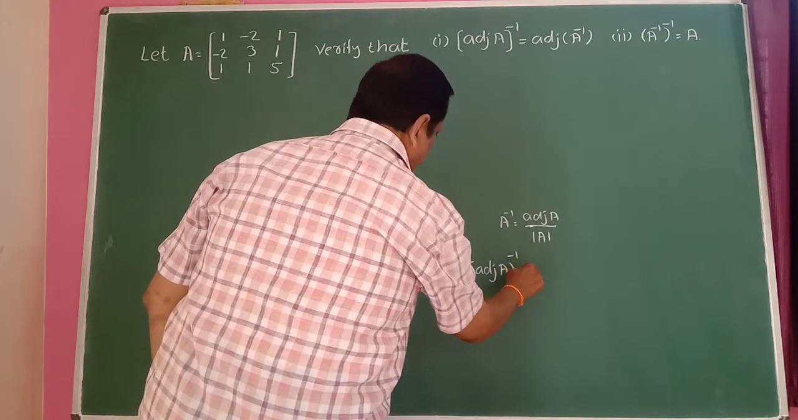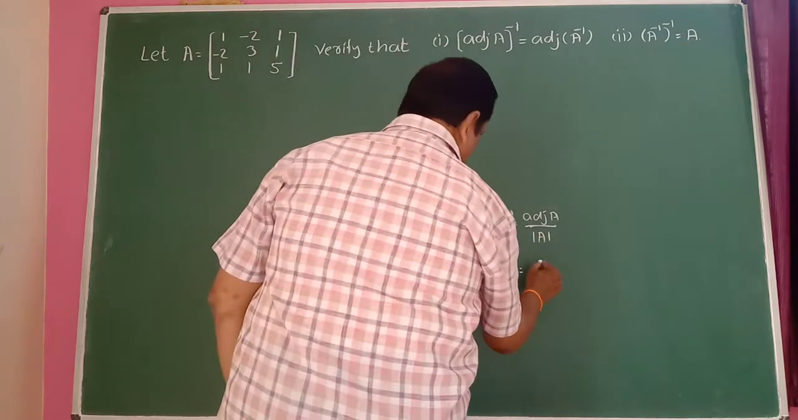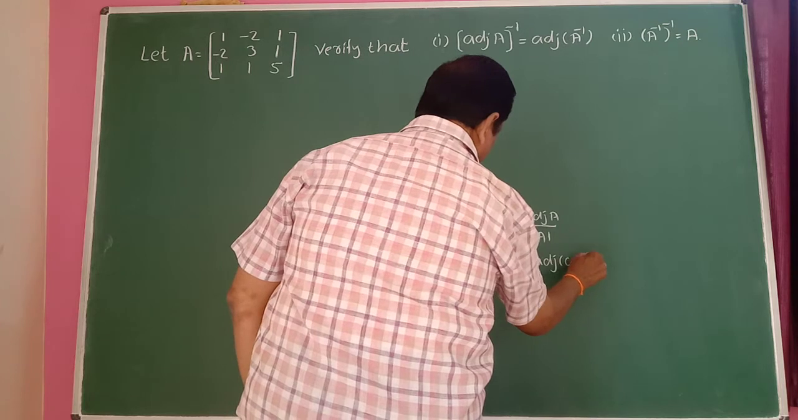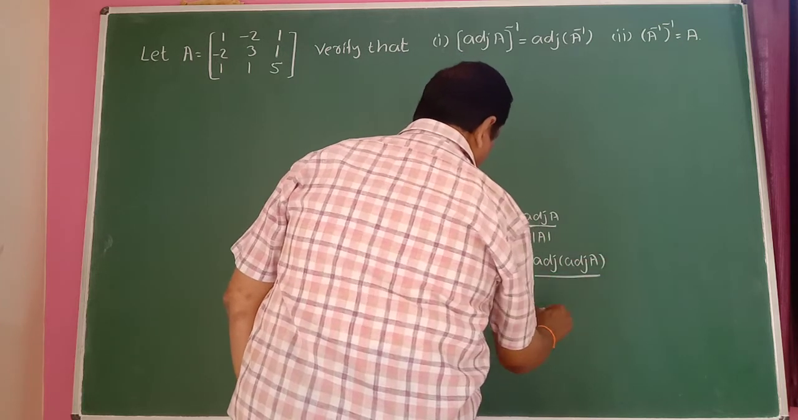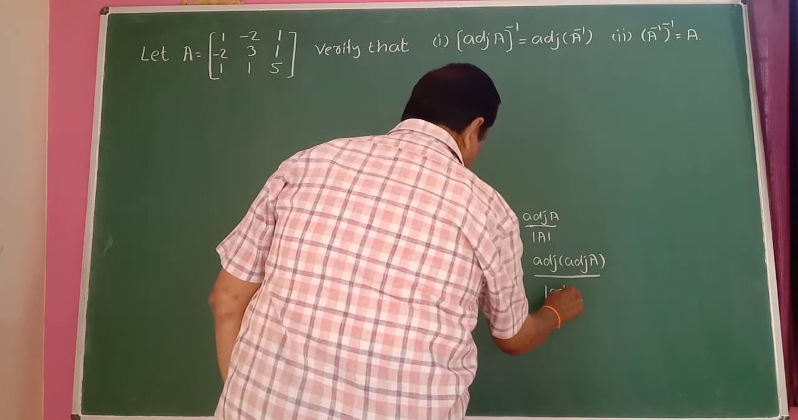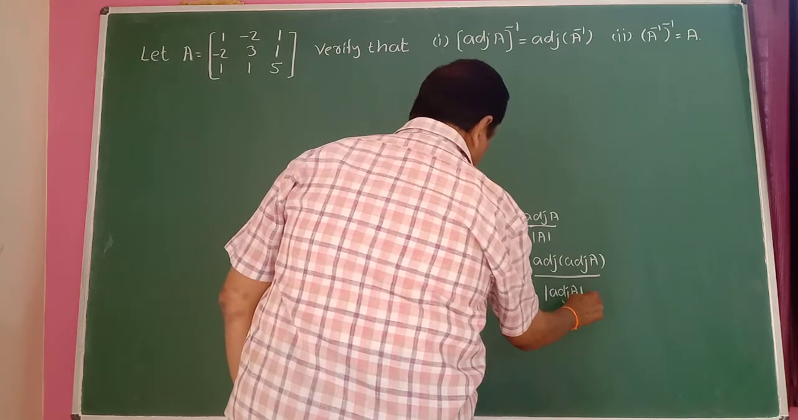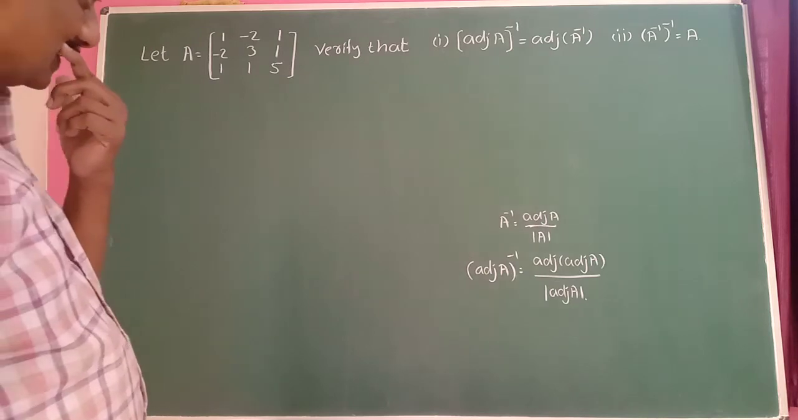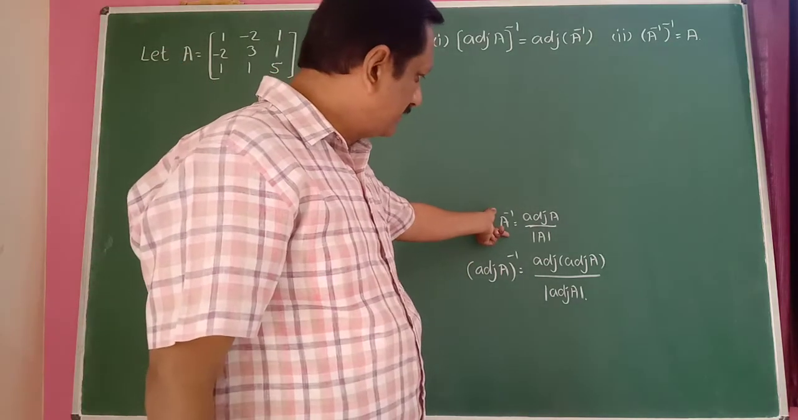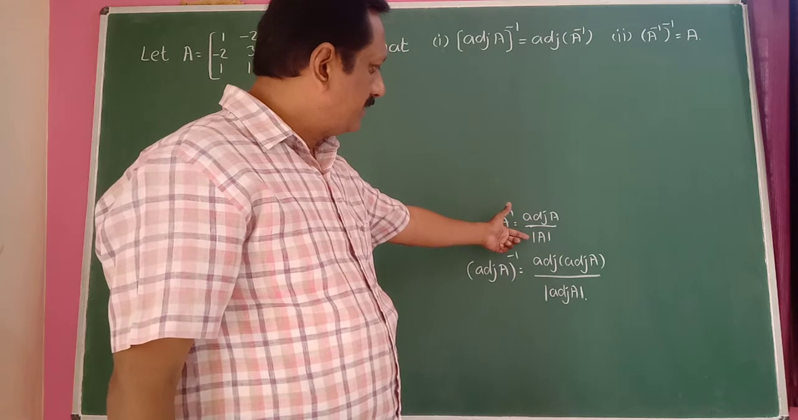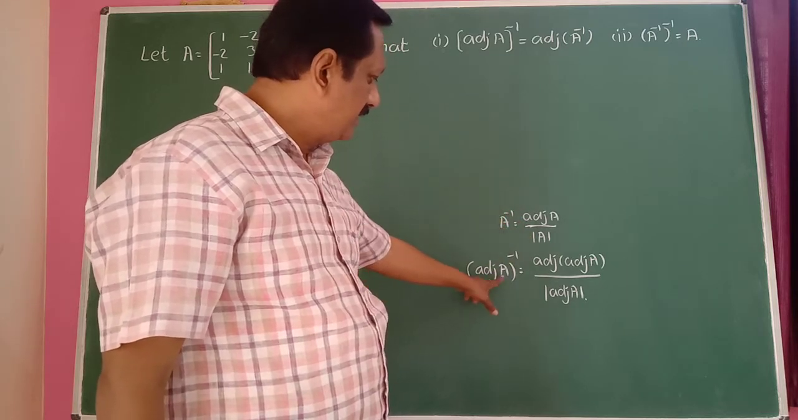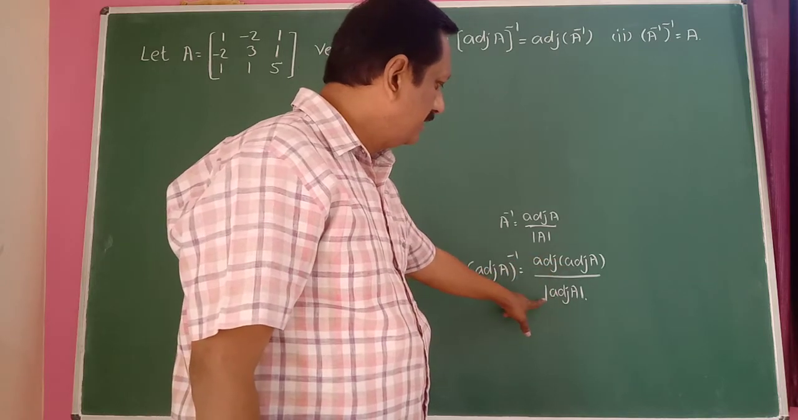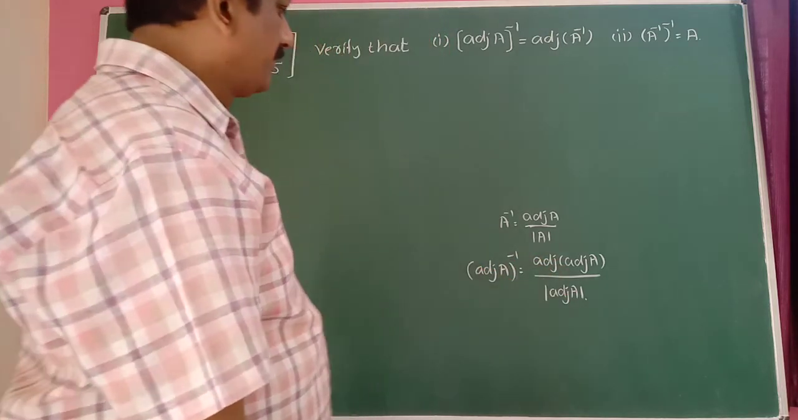The inverse of adjoint of A gives adjoint of A divided by determinant of adjoint of A. Okay, so this is the formula. A inverse is adjoint of A divided by determinant of A. Yes, the inverse of adjoint of A gives adjoint of A divided by determinant of A.